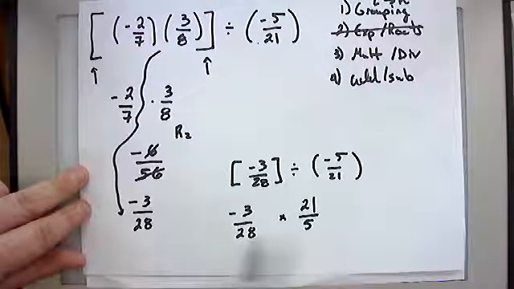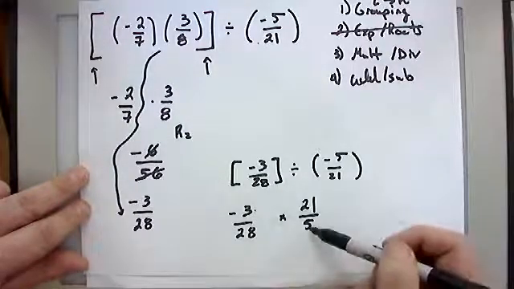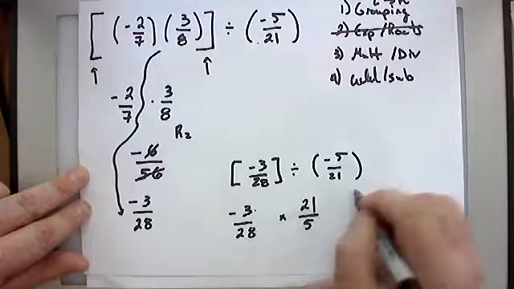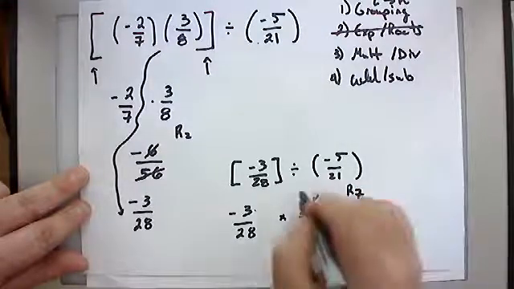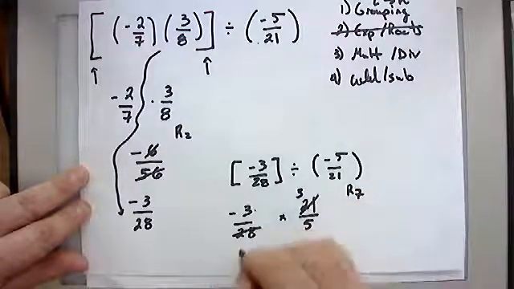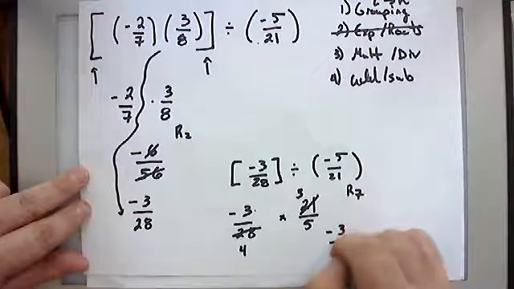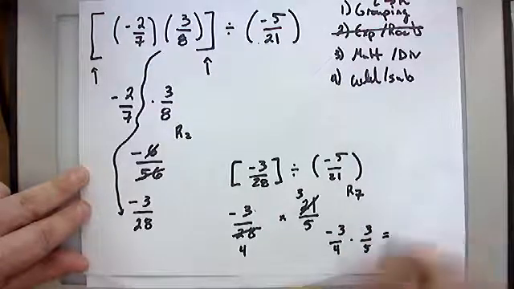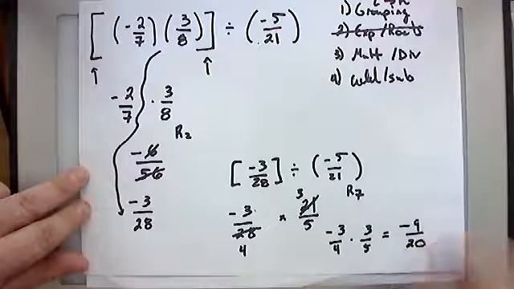We just need to go ahead and finish this out. This could be some kind of big numbers, right? 5 times 28 is a big number. So let's try to do some reduction. 3 and 28 doesn't reduce. 3 and 5 doesn't reduce. But 21 and 28, something goes into both of those, and it would be 7. 7 goes into 21 3 times. 7 goes into 28 4 times. So what we have now is -3 over 4 times 3 over 5. Nothing big there to reduce, so we just multiply, and we get -9 over 20.